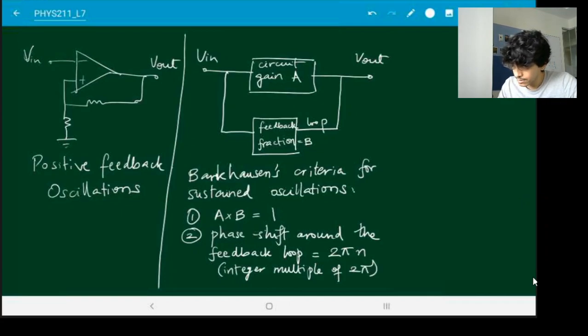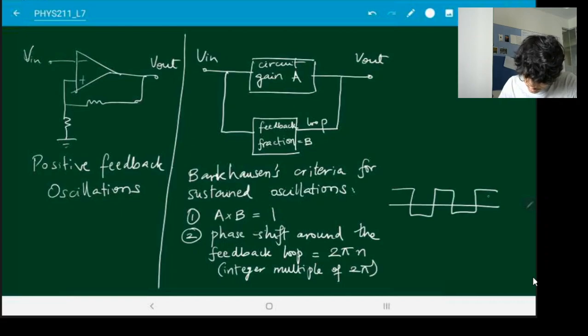Once you satisfy these two conditions, you can have your output looking like this as a square wave, or you could generate a sine wave, and so on and so forth. So let's look at some circuits which give us an oscillating output. The first circuit we'll look at is what is called the relaxation oscillator.